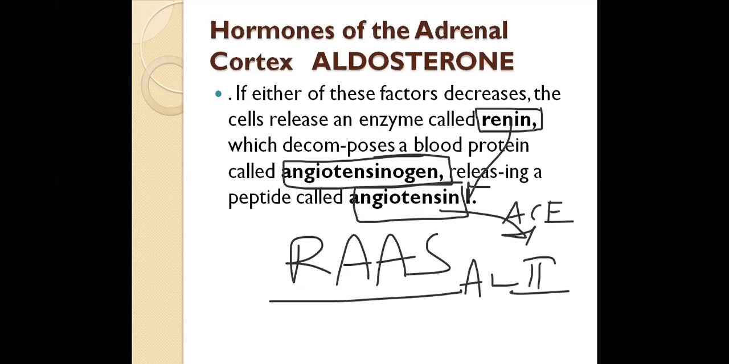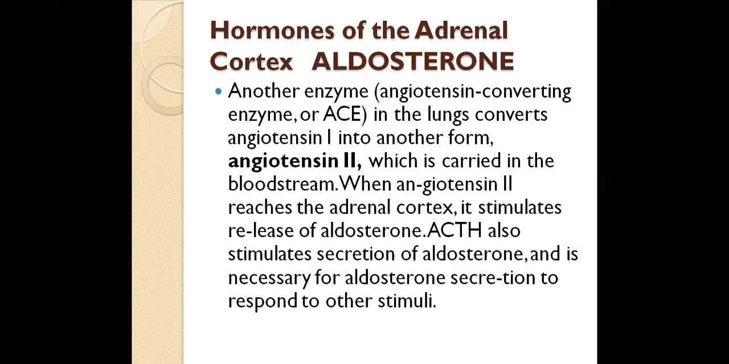I'm going a little faster because we have already learned about the RAS system. So what does angiotensin 2 do? It stimulates ADH and stimulates aldosterone secretion. That story I'm making you remember. It took enough time to explain that area. Angiotensin converting enzyme in the lungs converts angiotensin 1 into angiotensin 2, which is carried into the bloodstream. Angiotensin 2 reaches the adrenal cortex and stimulates the release of aldosterone, along with ADH.